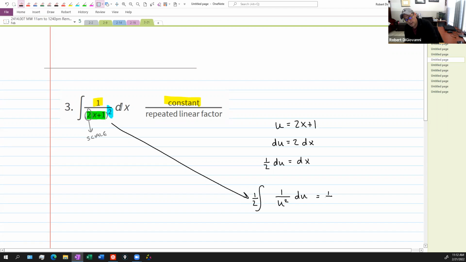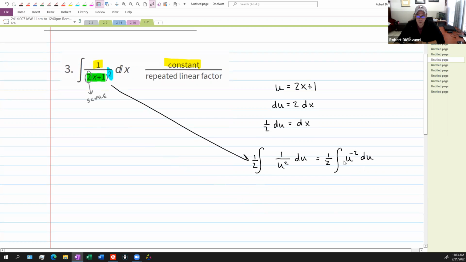Now we have to take the antiderivative of 1 over u squared. That's u to the -2 du, right? So when you apply your power rule, you add 1 to this. So this would become 1/2 times 1 over, I'm using the power rule. If I add 1 to that power, I get -1. So I have 1 over -1, u to the -1 plus c.